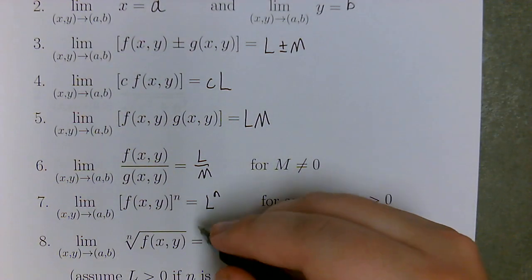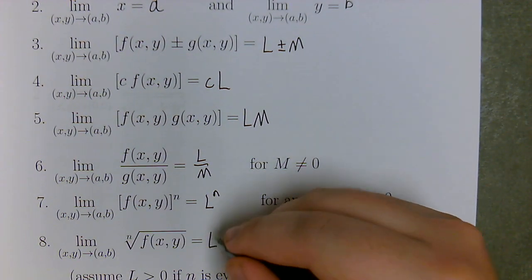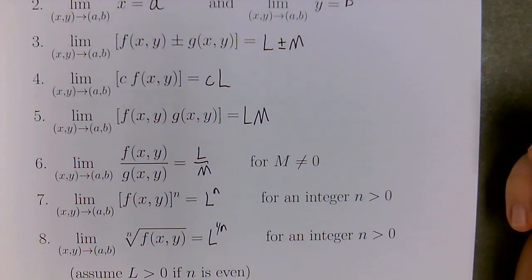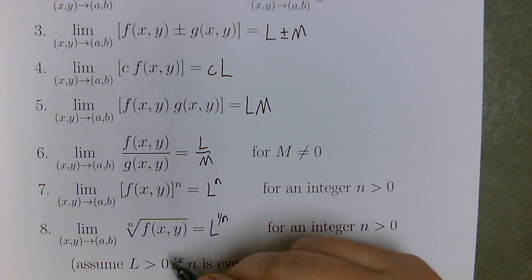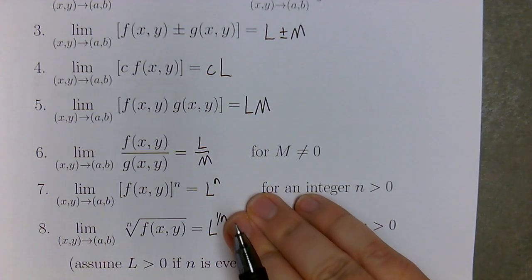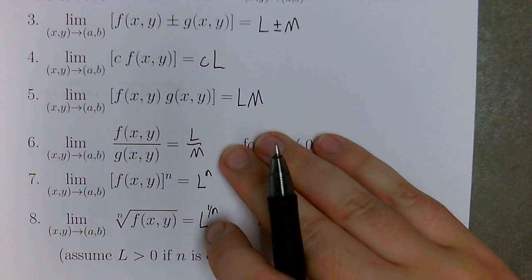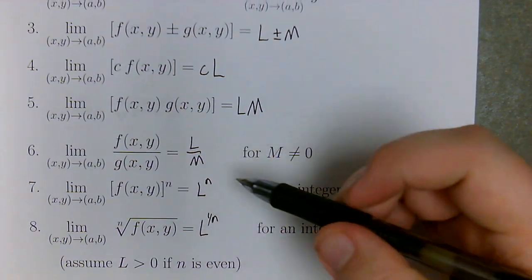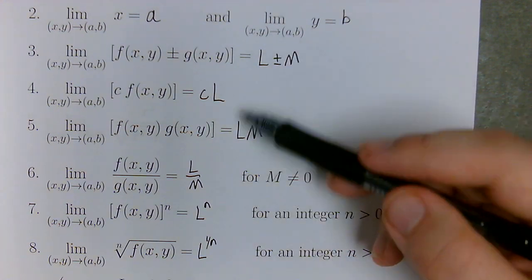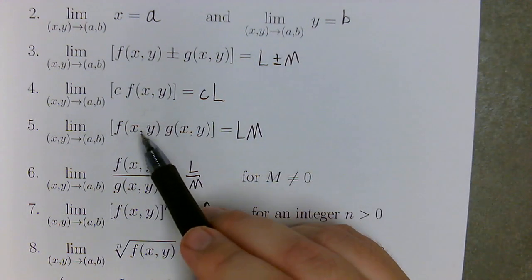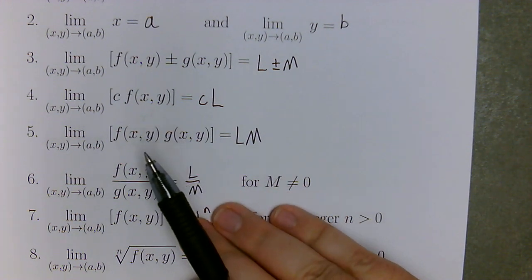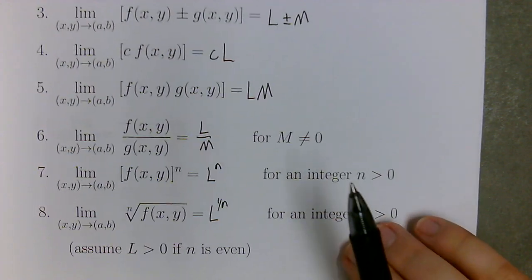And then we could also have roots. So if we have the nth root of this, we have the nth root of the limit as well. And we need to assume this is greater than 0 if we have an even root, because we would maybe be doing a square root of a negative number. All right, so these are our basic limit laws, and I don't think any of these are particularly surprising. These are pretty much exactly the same limit laws as we had back in Calculus 1, only we're sticking a comma y next to all these functions. So I don't think any of this is too surprising here.